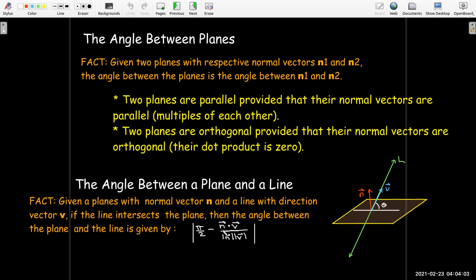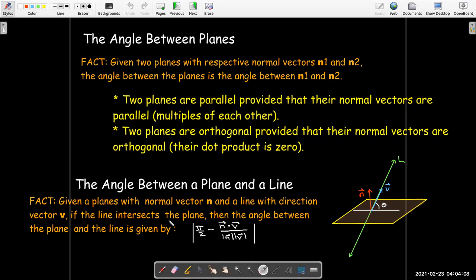And I have a mistake here. This is not the angle. Let me go ahead and update this. Instead of putting that, let's just call the angle between the normal vector and the direction vector of the line alpha. And so cosine of alpha is what I had written. It is the normal vector dotted with the direction vector over their lengths. So I want to calculate, and then it's just going to be the absolute value of 90 degrees or pi over 2 minus that angle.